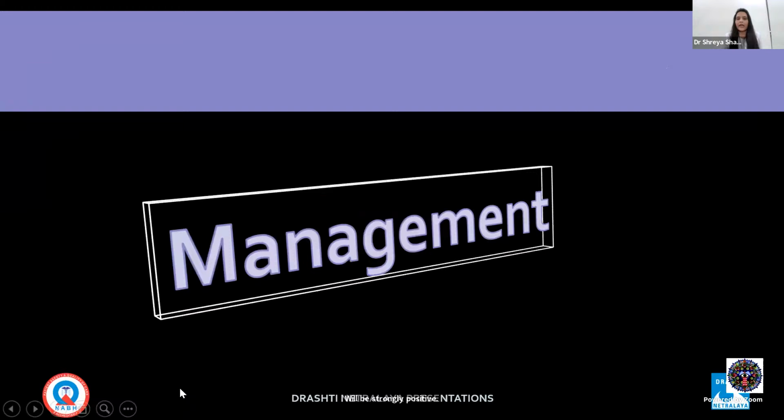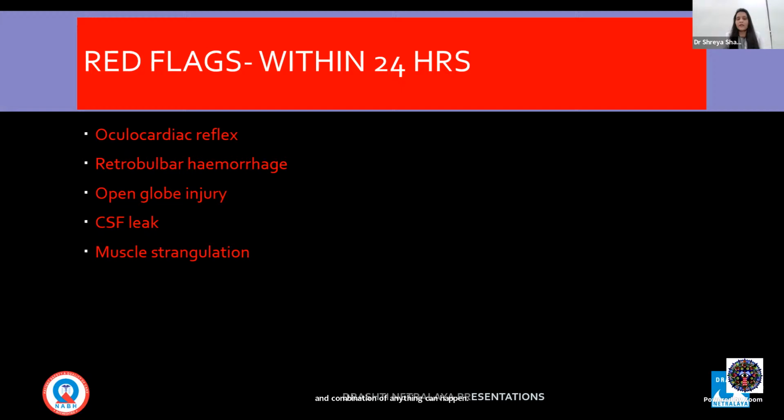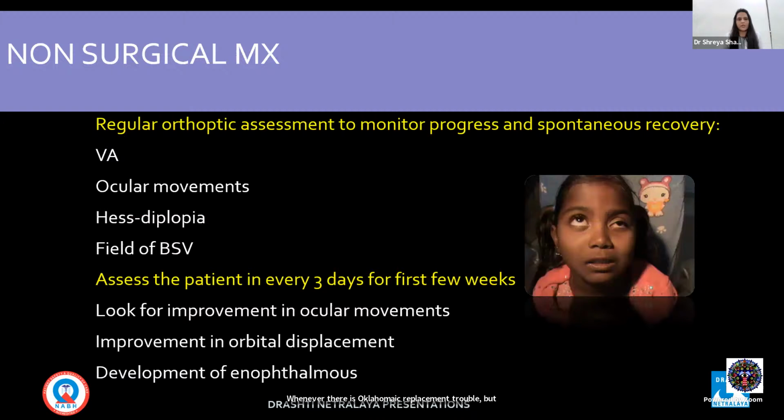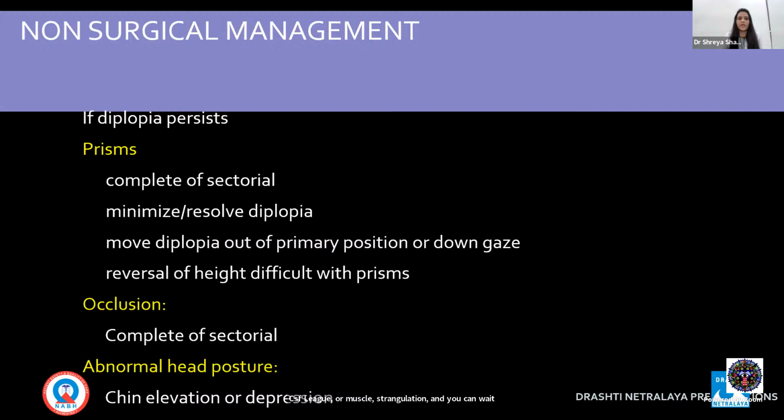How to manage these? Whenever there are certain red flag signs, you have to operate within 24 hours, or as soon as possible: whenever there is oculocardiac reflex, retrobulbar hemorrhage, open globe injury, CSF leak, or muscle strangulation. Otherwise you can wait till the edema subsides. Until the time you wait, we can prescribe a simple prism if we are waiting for more time, or medical management, or occlusion just to avoid the diplopia.